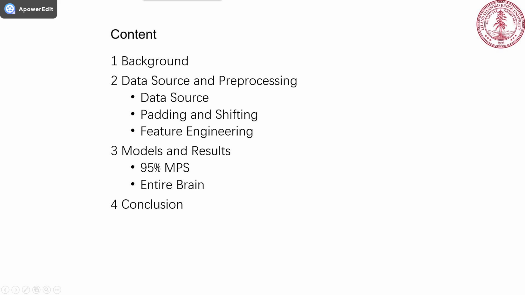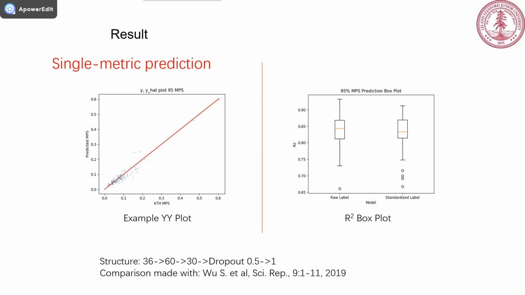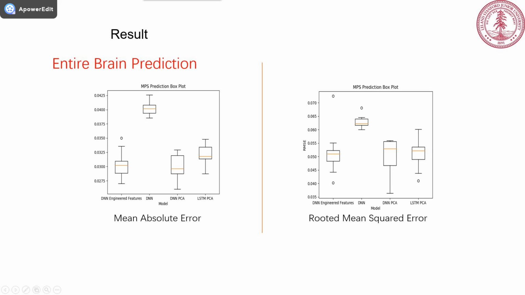Firstly, we regard the brain as a single entity and try to learn to predict the 95th percentile of MPS to characterize the whole brain deformation. We repeated the process 50 times with random dataset splits and parameter initialization. Here, our best results come from DNN with engineered features. The architecture is shown here. This model reaches an R-square of around 85%, which is better than most of the models in a published article.